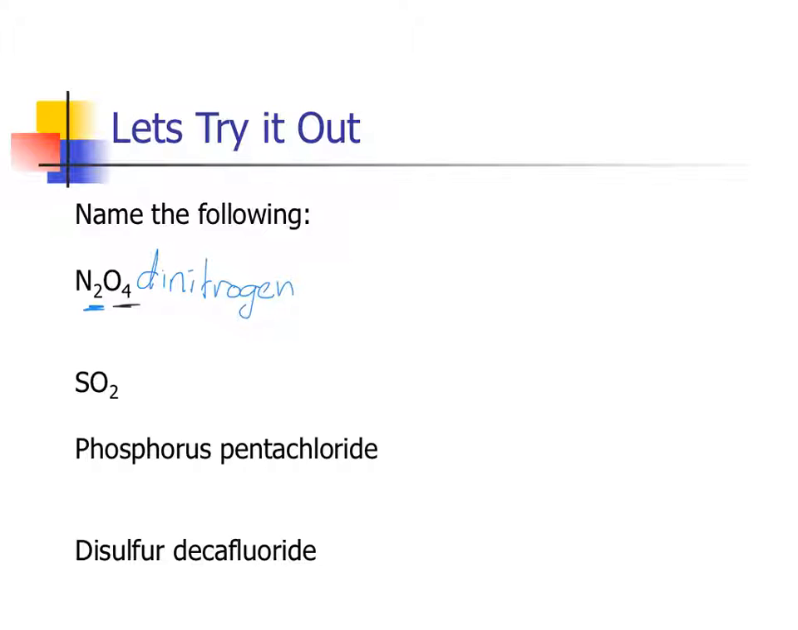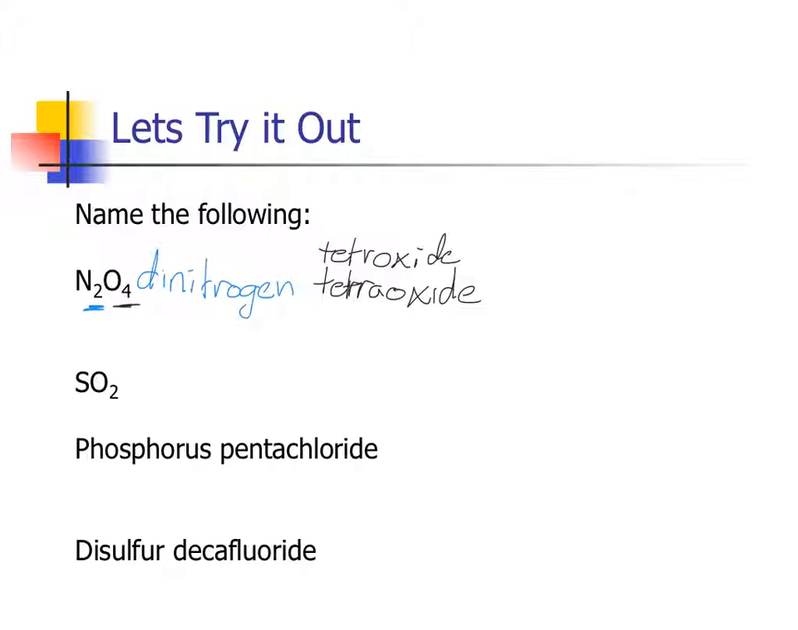I'm using different colors so that you can see where they're coming from. So I have 4 of them. Well, the prefix for that is tetra. Sometimes I've seen it written where it would be tetraoxide, but I've also seen it written out as tetroxide, where the A is dropped. I would be okay with either. If you write it with the A there, that would totally make sense to me.